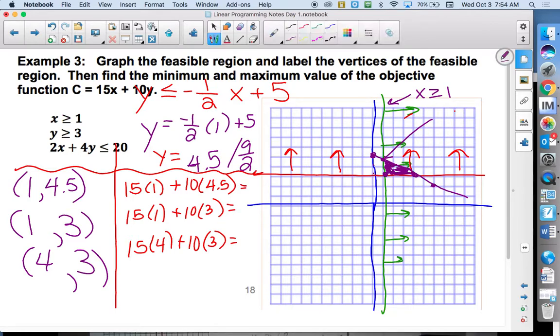Does anybody have those three solutions? How does everybody have? 45, 60. And then the last one you said was 90, correct? Yeah. So it wants us to find the max, which we now know this one is the max value. That happens at 4, 3. The first one is the min, and that happens at 1 and 4.5.